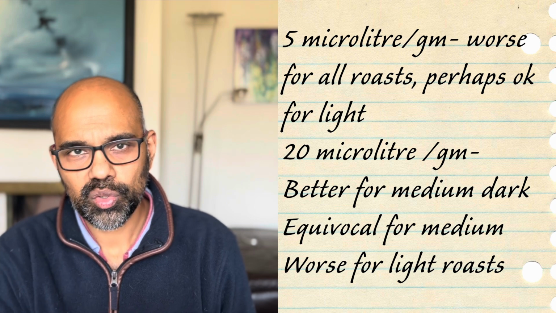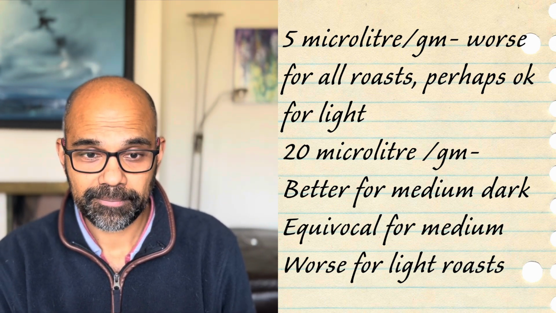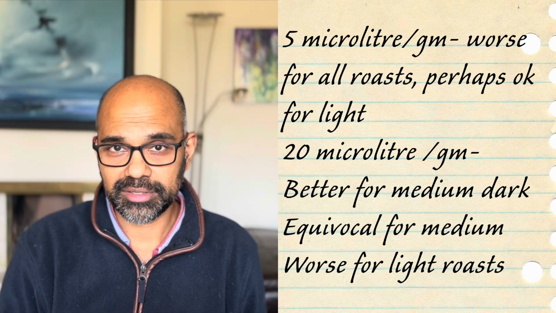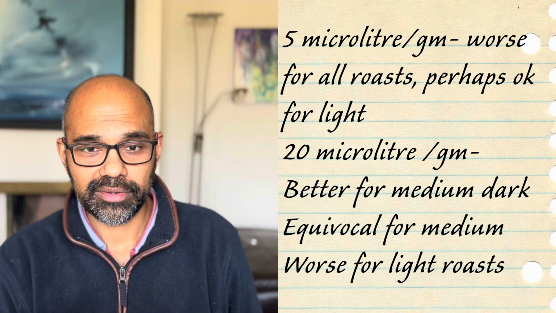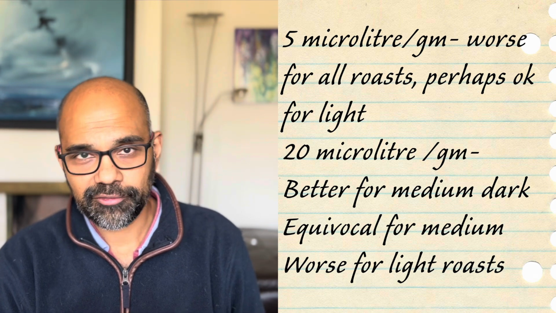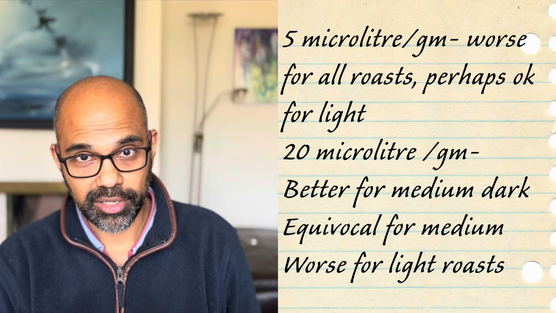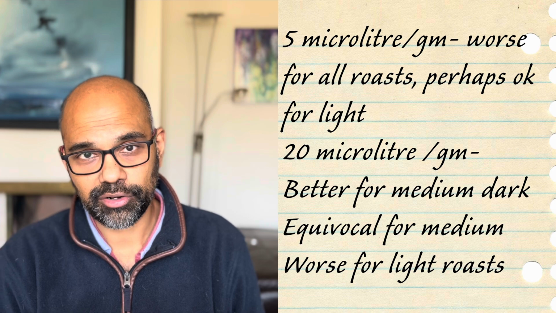I actually did not enjoy the flavors of the extraction. So what have we found out so far? That with 5 microliter per gram, it results in faster extraction for all roasts, and it gives less complexity. 20 microliter per gram results in slower extractions for medium and dark roasts, but slightly faster for light roasts. It perhaps improves the flavor for dark roasts, equivocal for medium, and diminishes the flavor of light roasts.